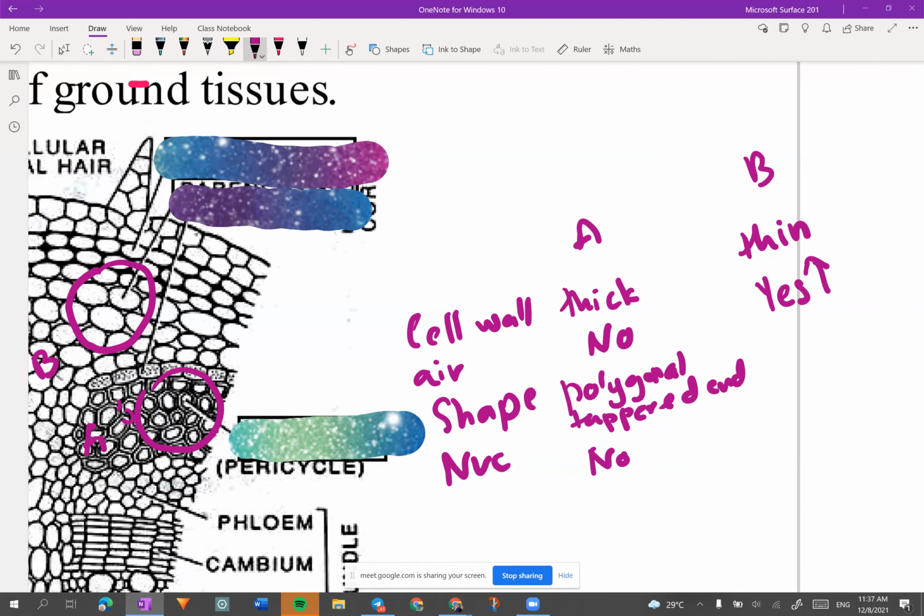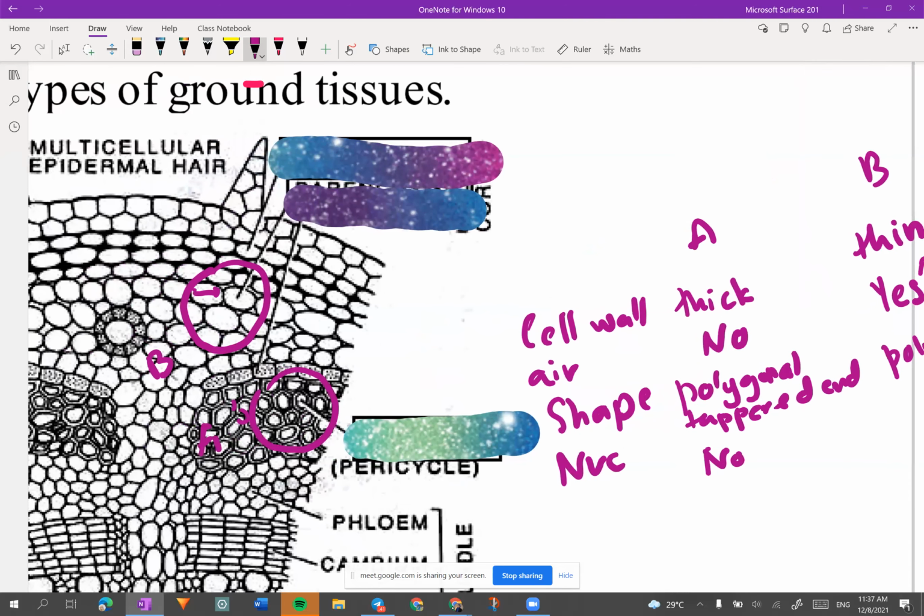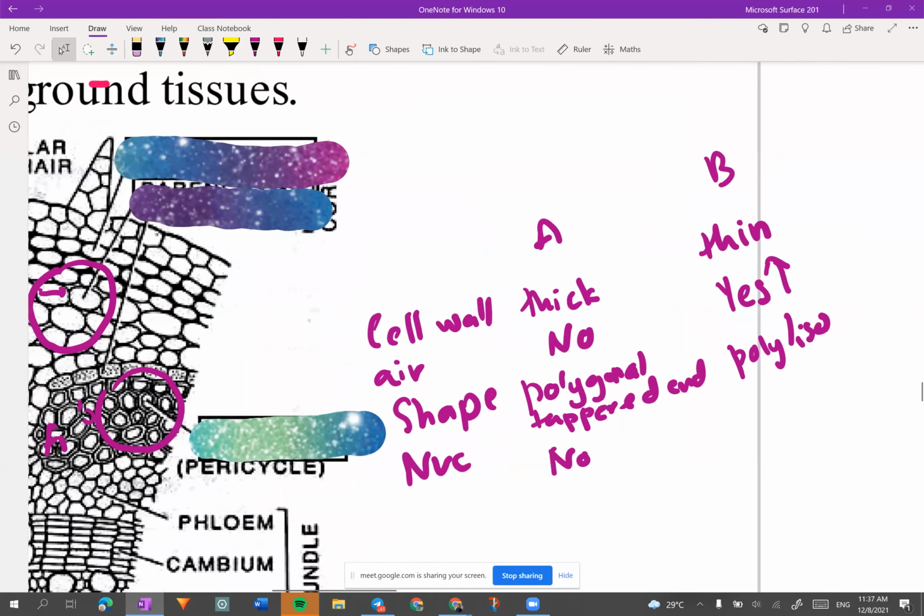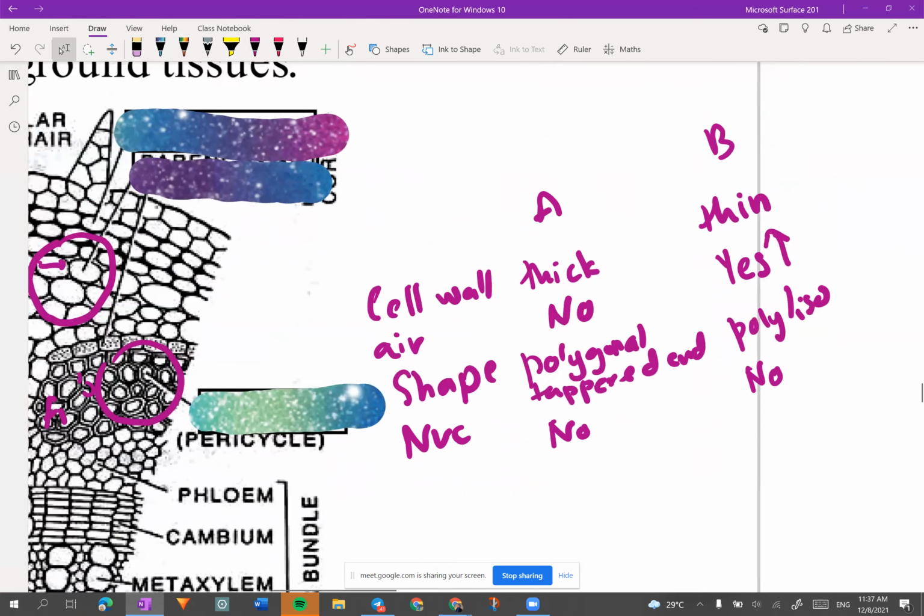And then how about the shape? Is it polygonal or is it isodiametric? In your opinion? Ada yang cakap poly, ada yang cakap iso. So yes, I pun nampak ada some yang macam tak berapa isodiametric. Ada some yang macam isodiametric pula. So kita letak je dua-dua dulu. And then nucleus. Can you see any nucleus there? No. Okay, but does it mean dia tak ada nucleus? Nanti kita check balik, right?